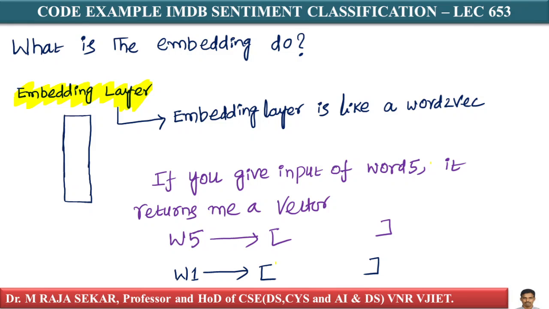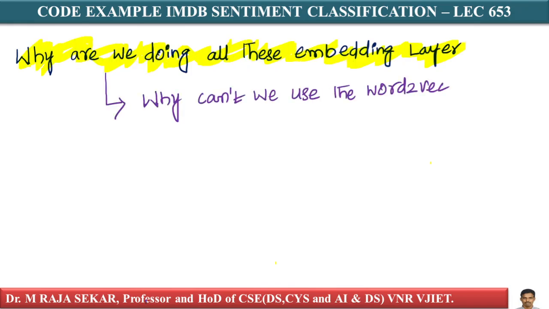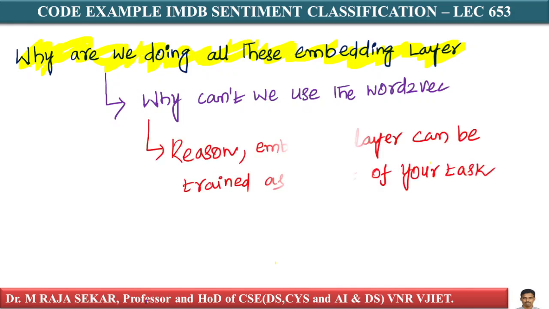Why are we doing all this embedding? You can just use word2vec, isn't it? Why can't we use just word2vec? The reason being, this embedding layer can be trained as a part of your task, isn't it? If you use an embedding layer, it can be trained as a part of your task.